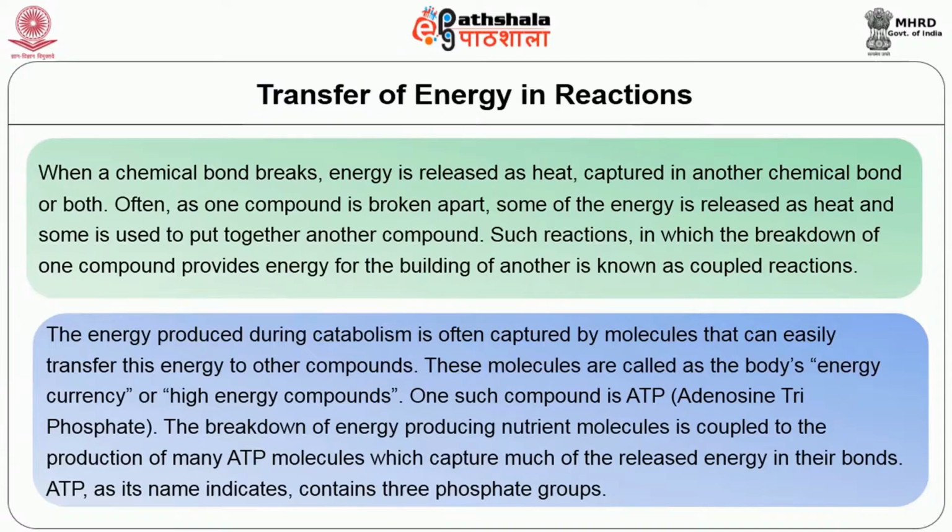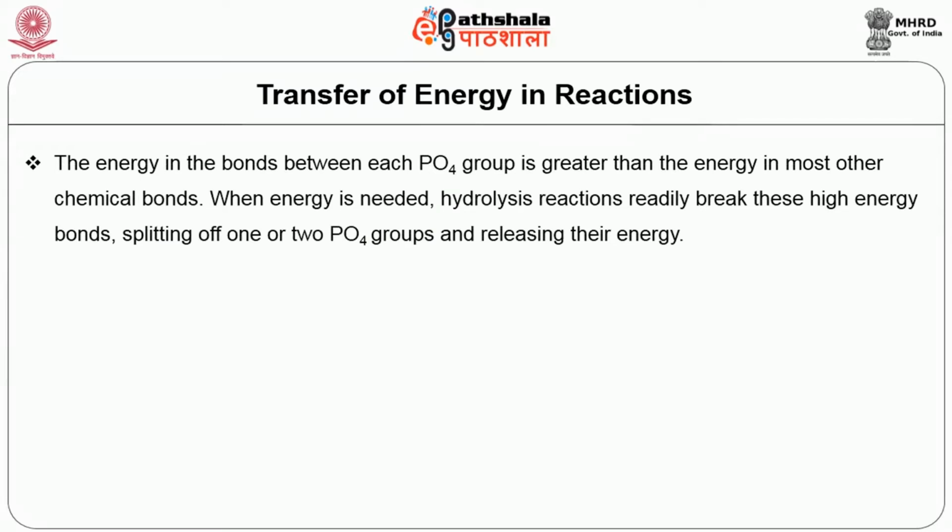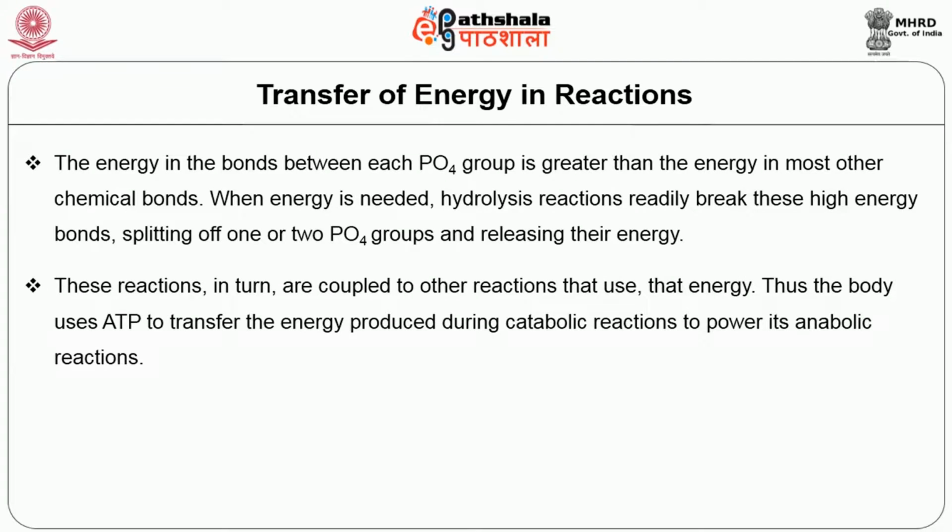ATP, as its name indicates, contains three phosphate groups. The energy in the bonds between each phosphate group is greater than the energy in most other chemical bonds. When energy is needed, hydrolysis reactions readily break these high energy bonds, splitting off one or two phosphate groups and releasing their energy.